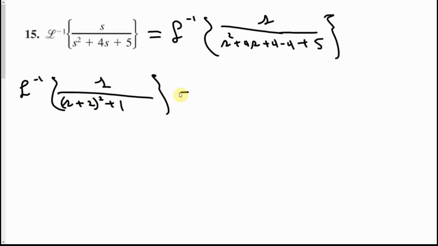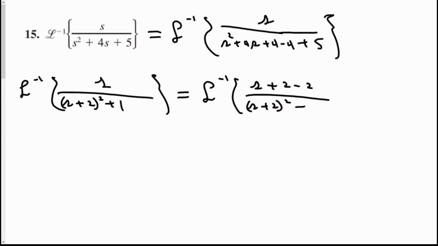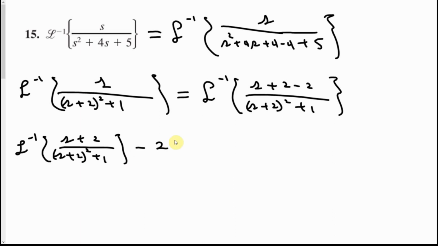We're going to add in there a sophisticated 0. So this is the inverse transform of s plus 2 minus 2 all over s plus 2 to be squared plus 1. So this is the inverse transform of first s plus 2 all over s plus 2 to be squared plus 1. And then this is minus 2 times the inverse transform of 1 over s plus 2 to be squared plus 1.